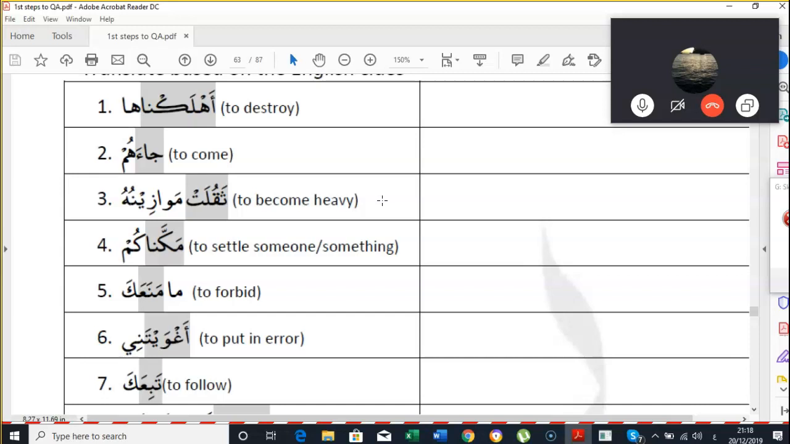Okay, translate it. So it becomes feminine. His scales became heavy, or scale of his. Mawazinuhu is your ism attached to a pronoun, which is mudaf ilayh. Mawazin is an ism attached to a pronoun, the huwa. So its scales, or his scales, sorry, plural. His scales became heavy.